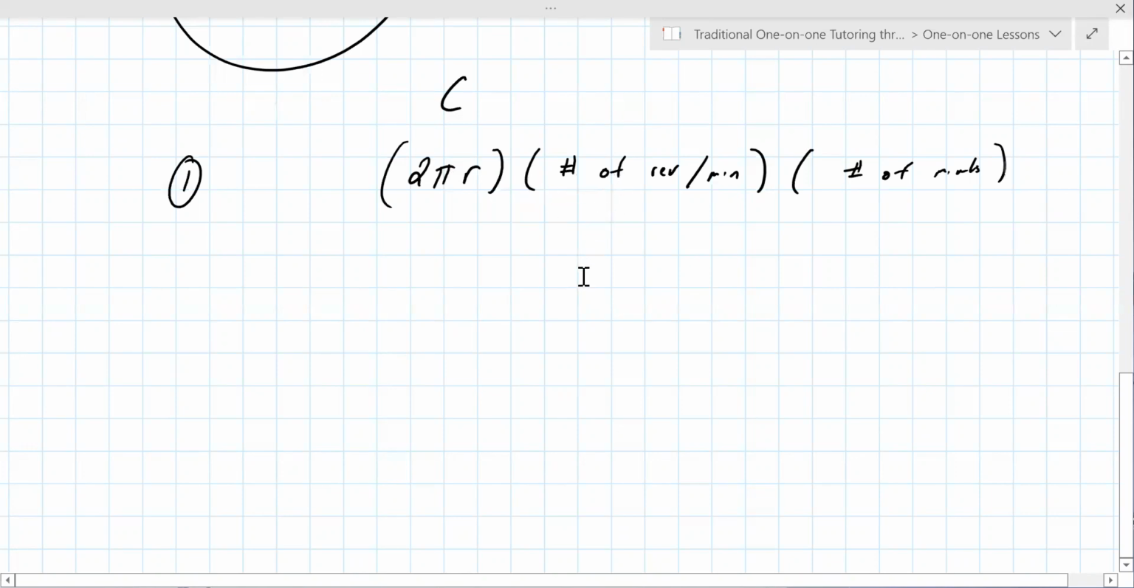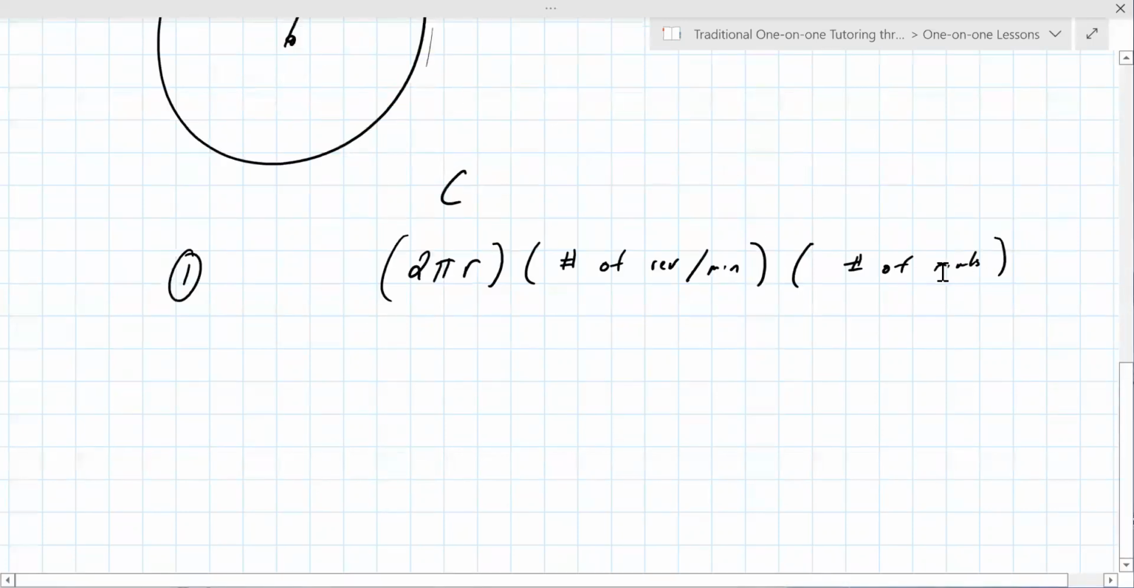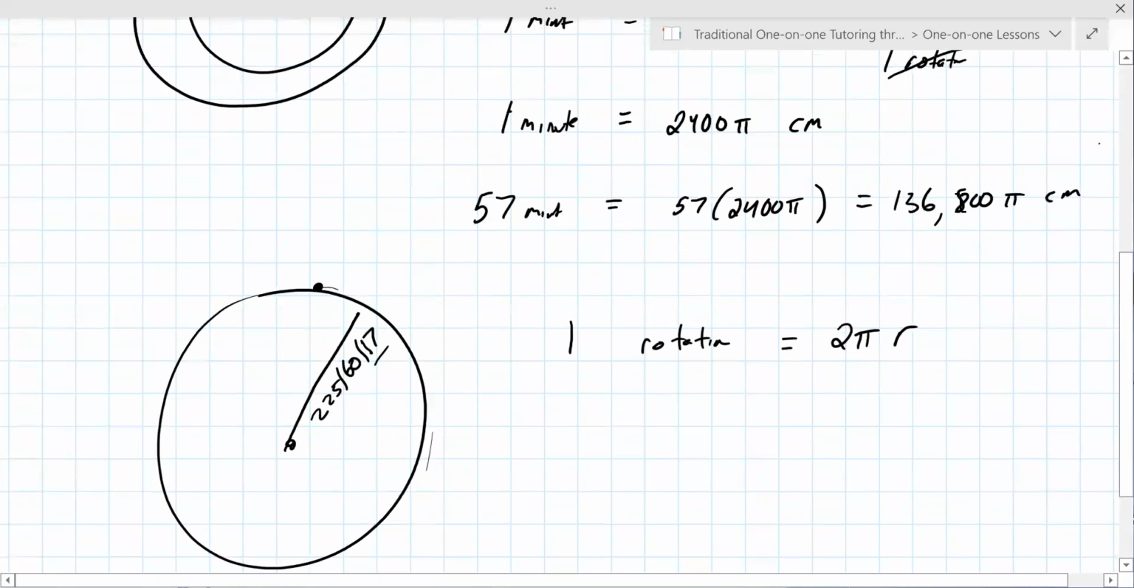And then the number of minutes or time. If it's revolutions per minute or revolutions per hour, the number of hours, they have to match up. Okay, so then I'd get the answer for the first one. It was a huge number, I think. Yes. 136,800 pi. Very big number.